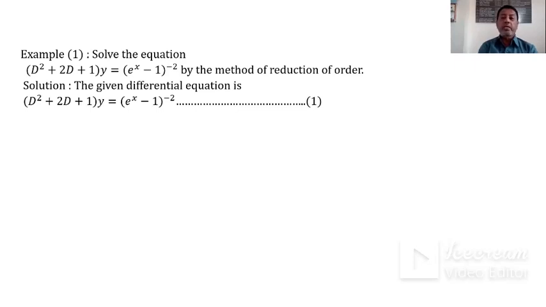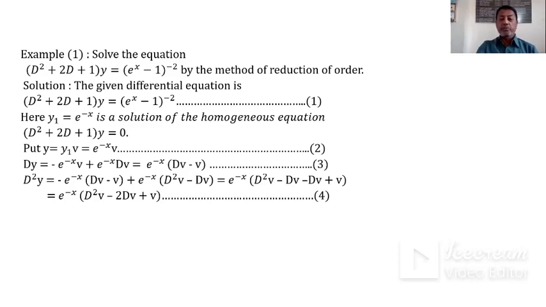Therefore, two linearly independent solutions are e^(-x) and x e^(-x). Out of these two linearly independent solutions, we choose any one solution as y1(x). For our simplicity, here we choose y1(x) = e^(-x). Then we substitute y = y1 v. This is equal to e^(-x) v. This is our equation 2.